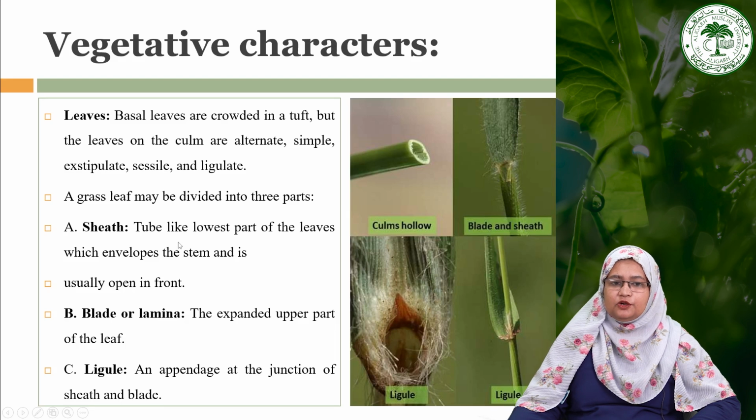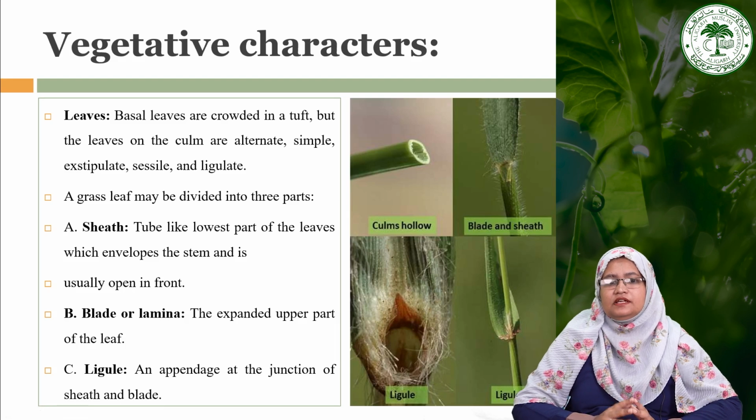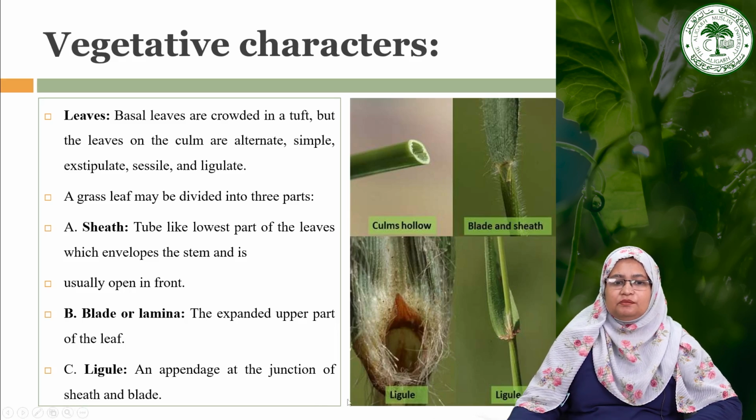These sheaths are tube-like, the lowest part of the leaf which envelops the stem, and usually open from the front. As you can see, it is open, but as you have seen in the earlier Cyperaceae family, the sheath is closed. This is again one difference from the Cyperaceae family. Here the sheath is open, and the blade or lamina is expanded. That is the upper part.